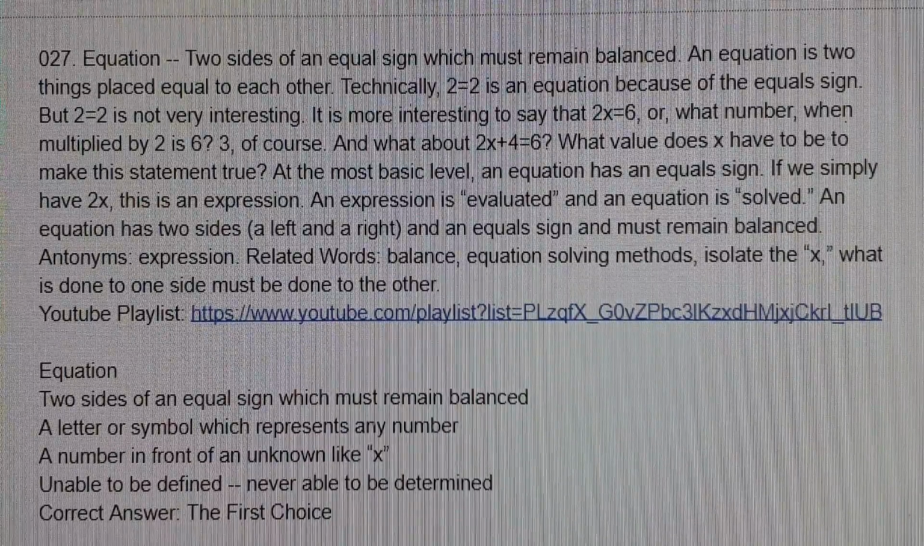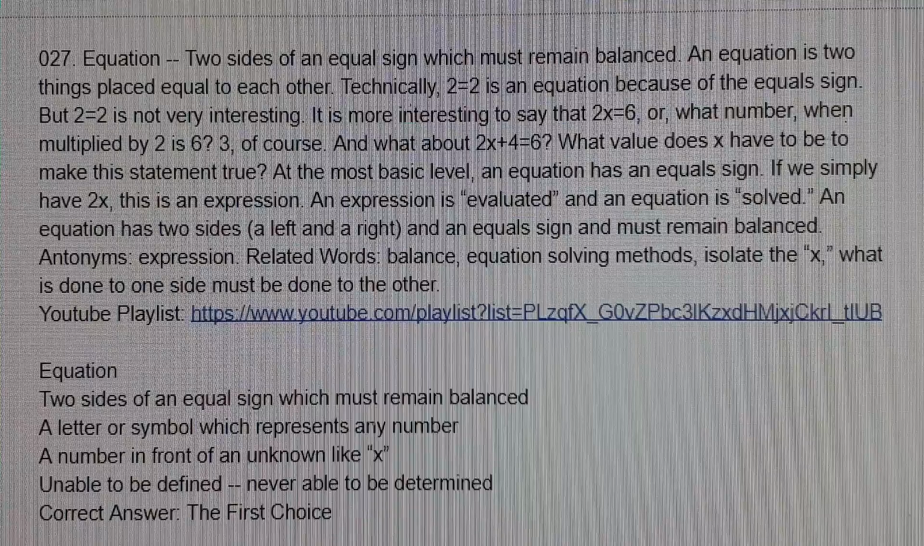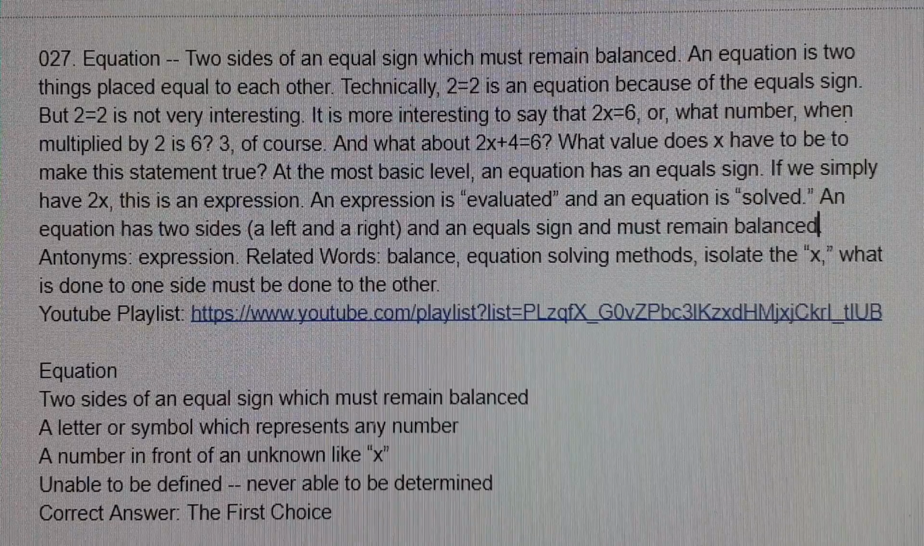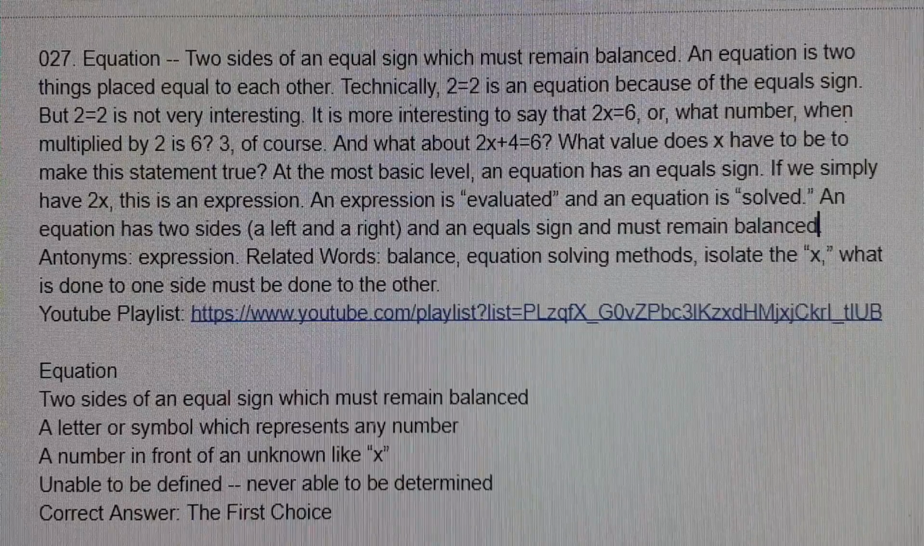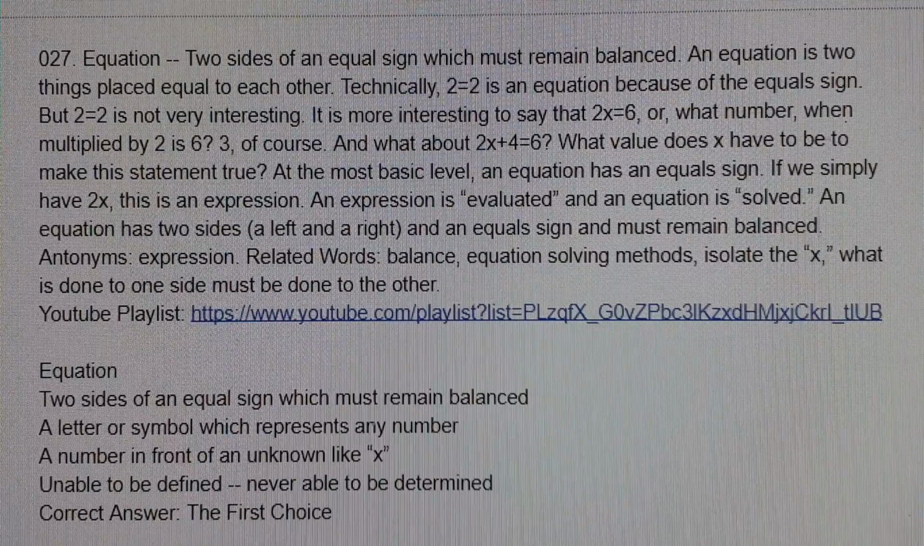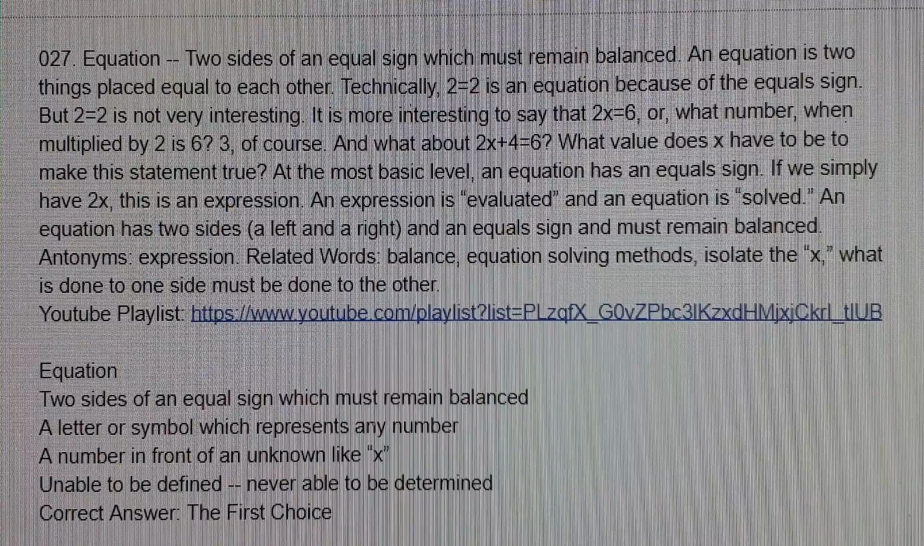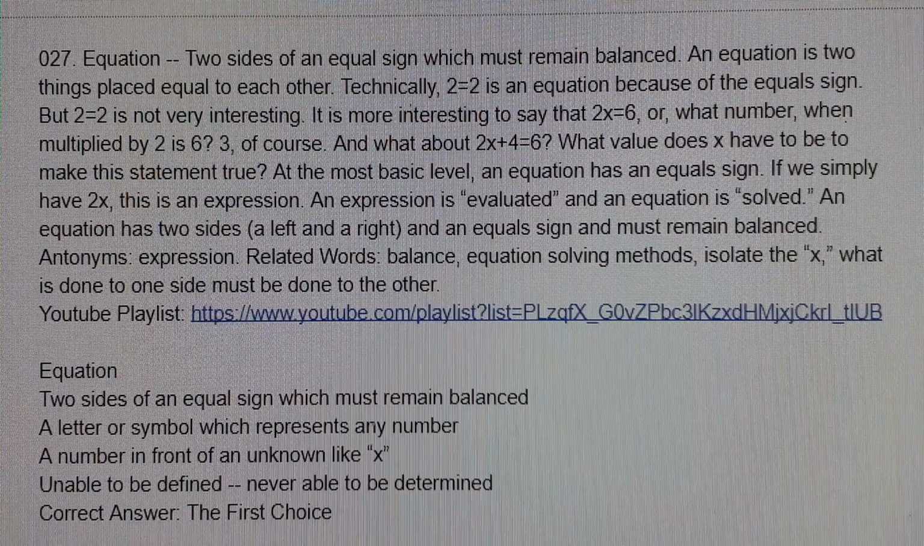Equation. Two sides of an equal sign which must remain balanced. An equation is two things placed equal to each other. Technically, 2 equals 2 is an equation because of the equal sign. But 2 equals 2 is not very interesting.